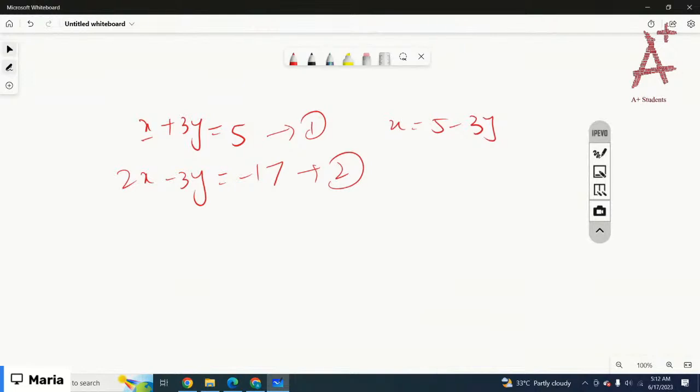Now we're going to substitute x equals 5 minus 3y in the second equation. Just replace the x with the value. Replace this x with 5 minus 3y. So it will be 2 times (5 minus 3y) minus 3y, and that equals negative 17. What I did was replace x with the value 5 minus 3y.